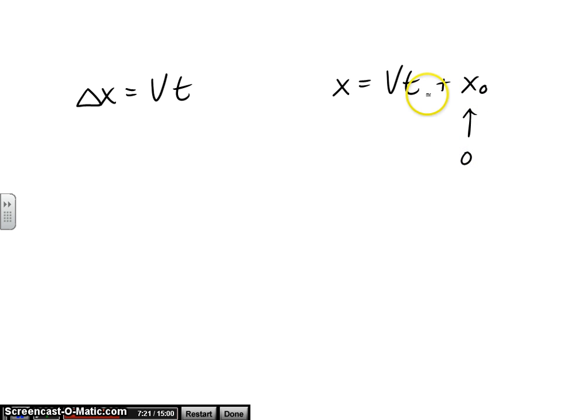Remember, you might see the equation written like this: displacement equals velocity times time, or you may see it as final position equals velocity times time plus initial position. Either way, same equation. If they only give you an ending position or displacement, sometimes you can assume the initial position is 0, and you get the same thing.